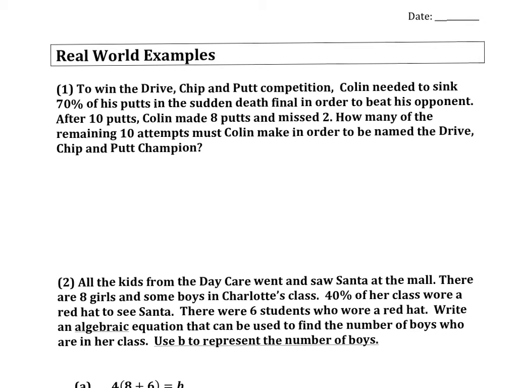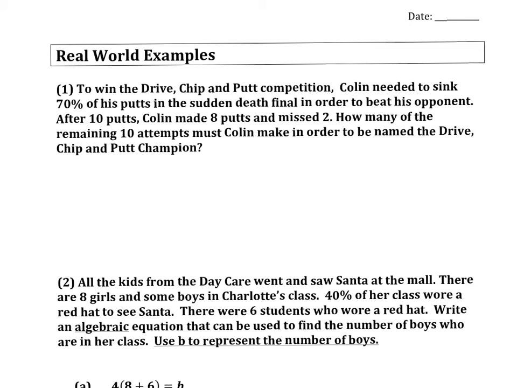So to win the drive, chip, and putt competition, Colin needs to sink 70% of his putts in the sudden death final in order to beat his opponent. After 10 putts, Colin made 8 and he had missed 2. How many of the remaining 10 must he make in order to be named the drive, chip, and putt champion?